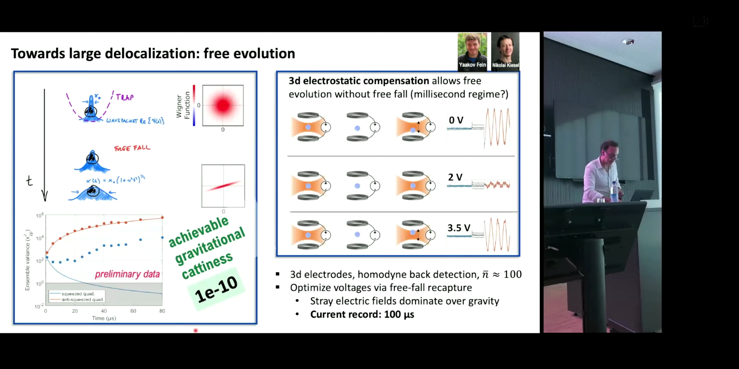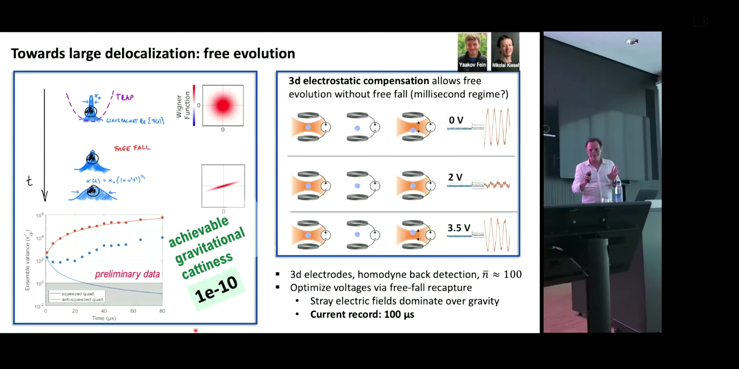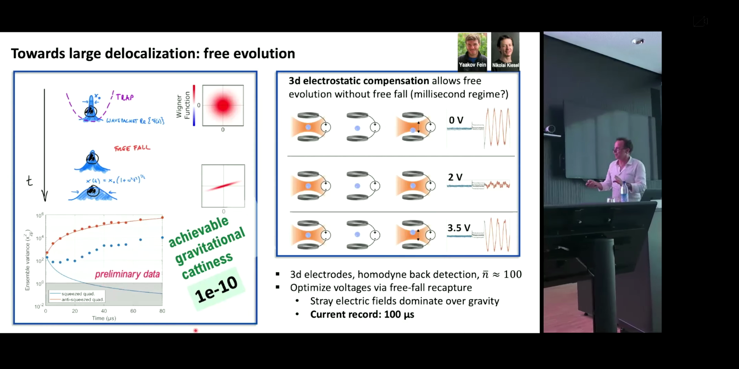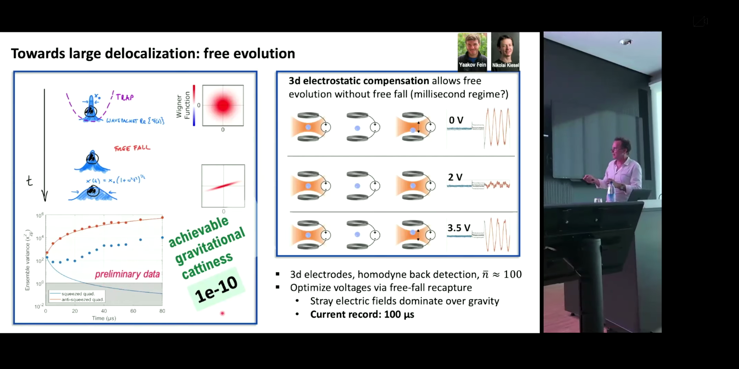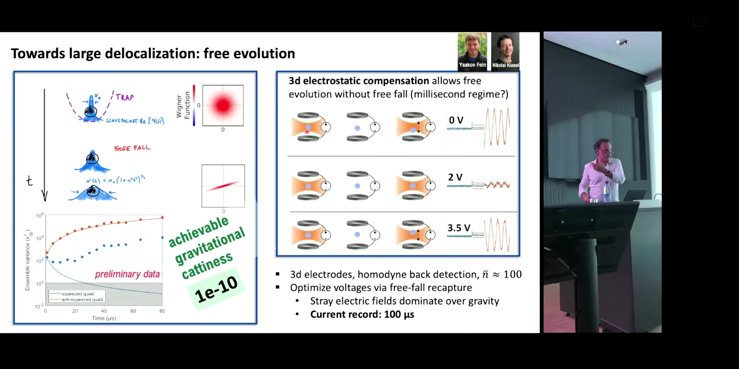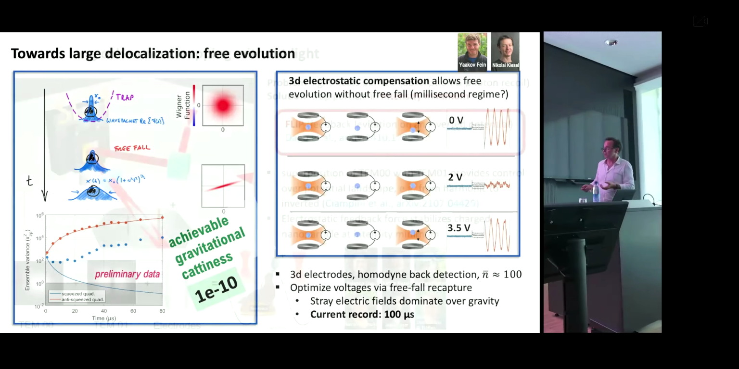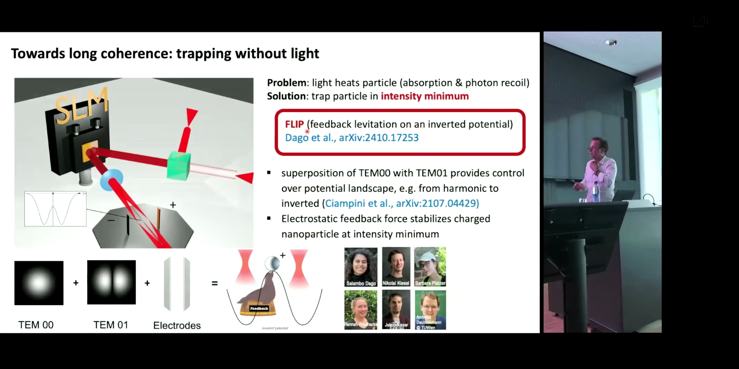What we are also doing right now is, remember I said the whole thing needs to be cold in the future. Now, trapping the particle in the focus of a laser beam is not a bright idea to have the particle cold. You heat it up. So now you have 2 options. Either you don't trap it at all using optics. I'll show you that in a second. Or you trap it using optics, but trap it in a dark spot. So this is an idea that we have been following up.